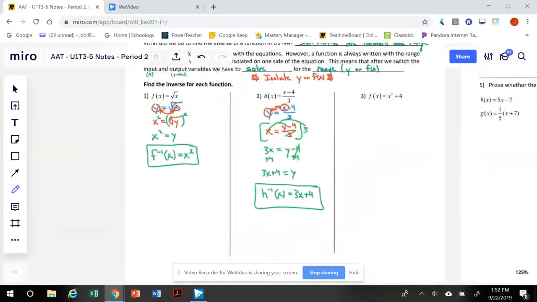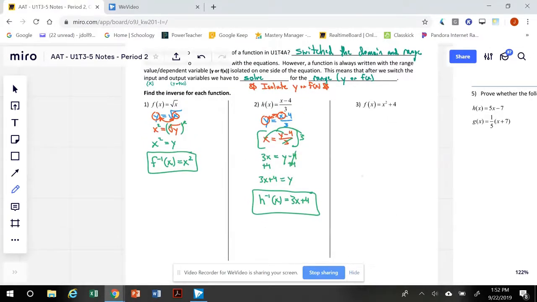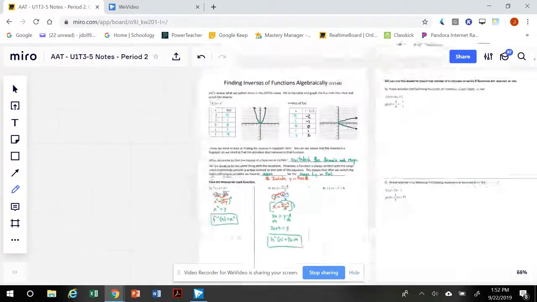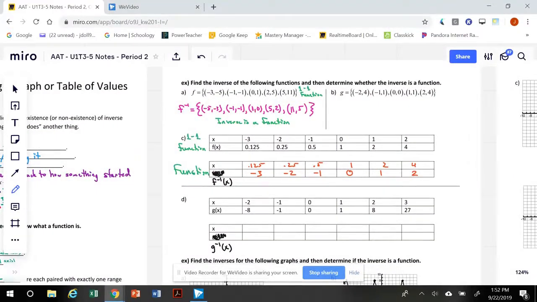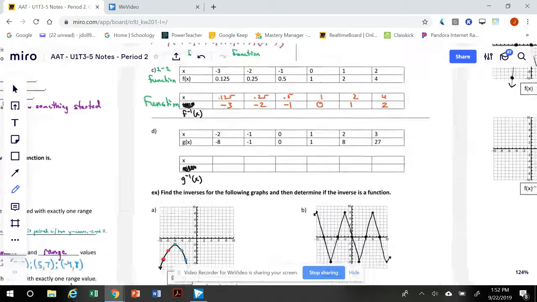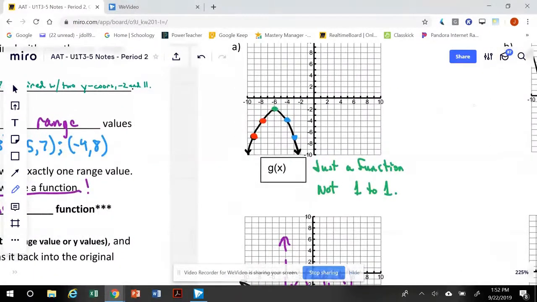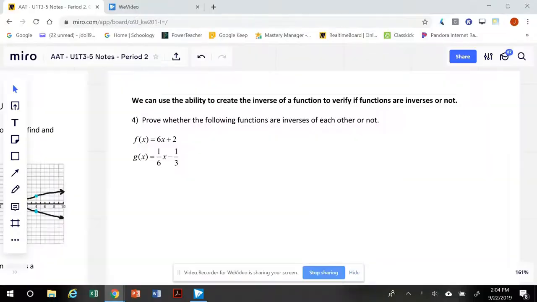All right? So hopefully that gives you a feel for what we're doing here. It's really the same thing we did up here, where we switched the domain and range, the x and the y, just now we're doing it as variables rather than individual coordinates, or ordered pairs, points on a graph. We can also use this method of finding an inverse of a function from its equation for proving whether different functions are inverses of each other.